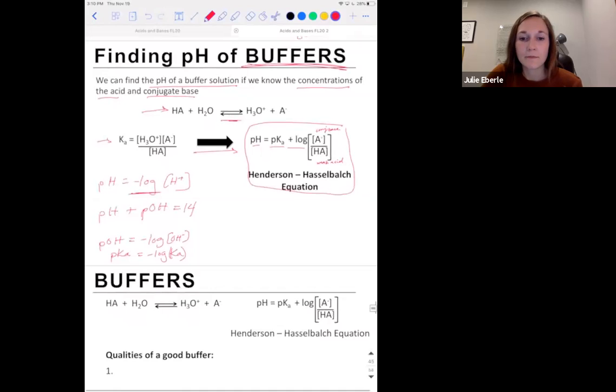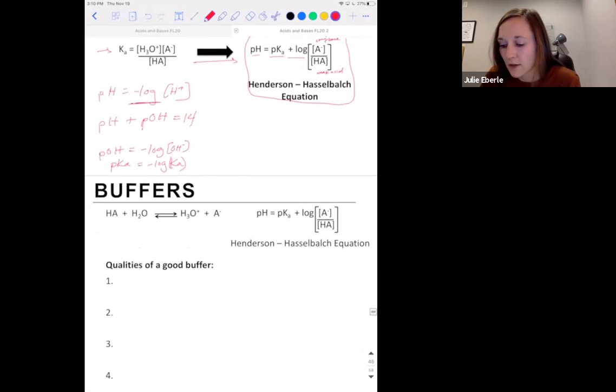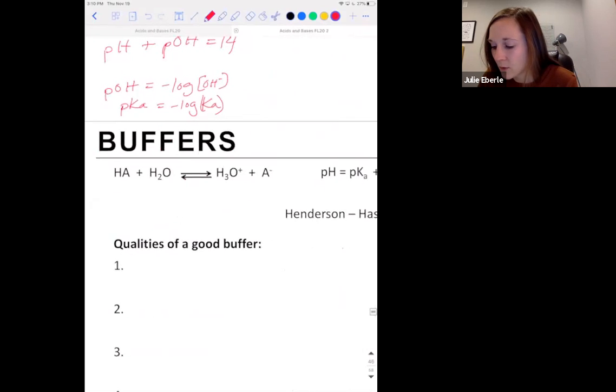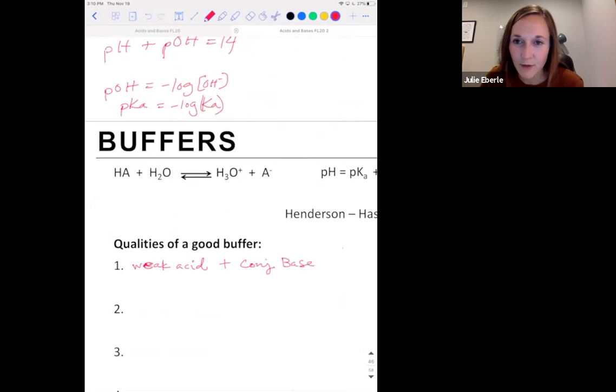All right. And now we are going to talk about qualities of a good buffer. Number 1. First off, I've already said this, but the first quality is that you have a component or a system that has a weak acid plus a conjugate base, okay? Do not ever tell me that you can have a buffer with a strong acid or strong base, okay?